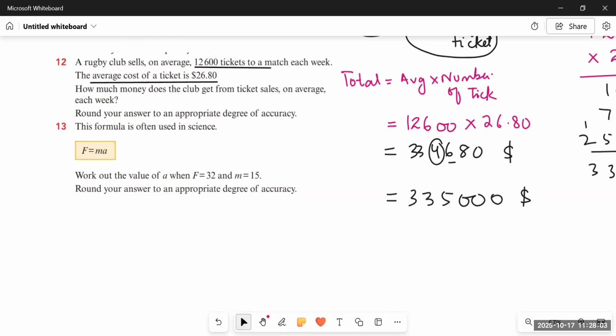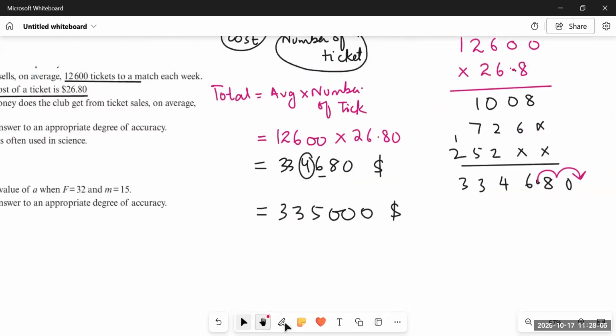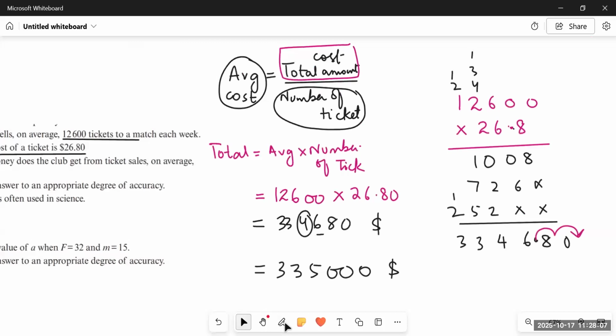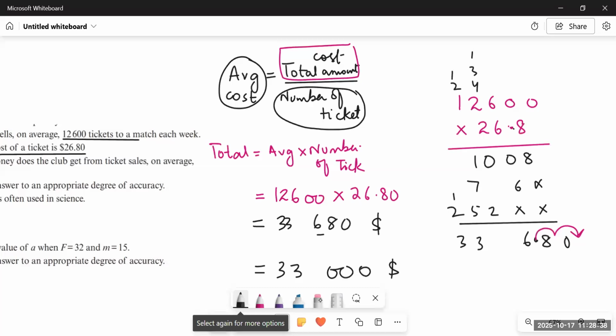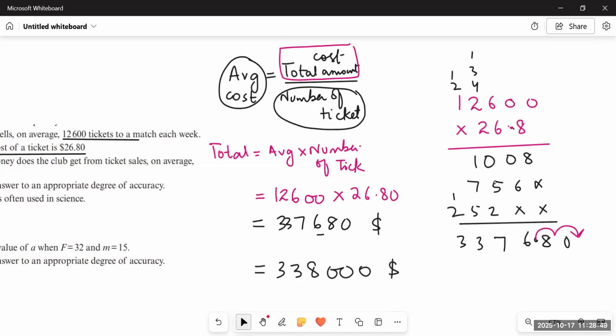Wait, it was not 334. I think we did some mistake over here. Oh, here it was 756, so this would be 337,000, right? And when we add 1 into it, it will become 338,000.